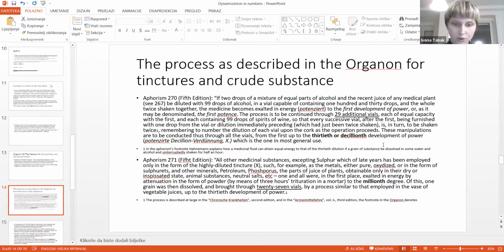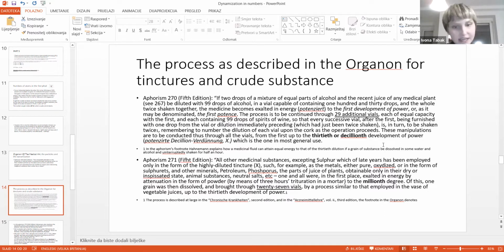So he said, oh, you fools, you don't even know what you're working with. And if we want to be good and smart and amazing, in my opinion, we should know how we are making this, how this happens, what is going on. So here in the 5th edition, he basically says how to do this process in crude substances.